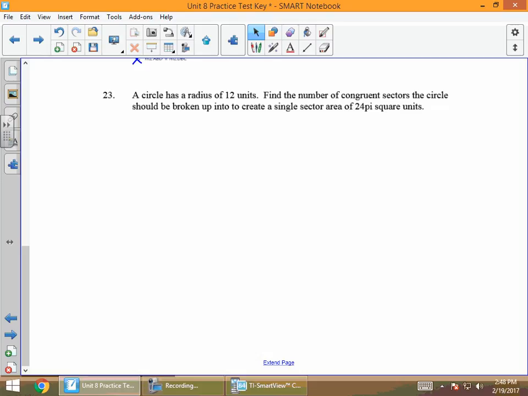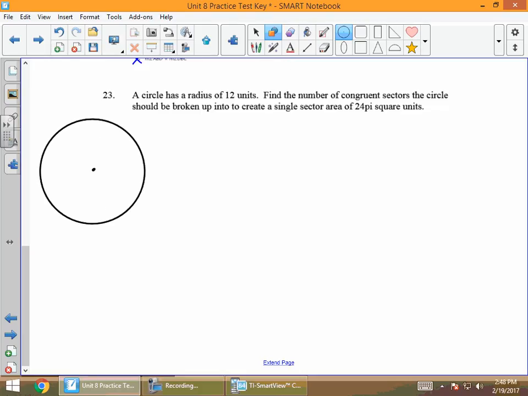And then question number 23. It says a circle has a radius of 12 units. Okay, so let me go ahead and draw a picture of a circle. You'll notice I draw a lot of pictures to help me on this test. I think that's important. I think drawing a picture here is very beneficial. And it says it has a radius of 12.